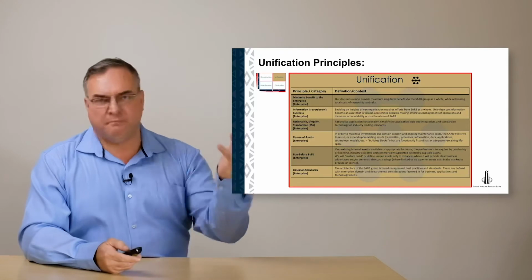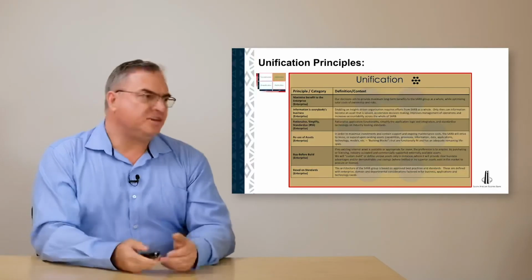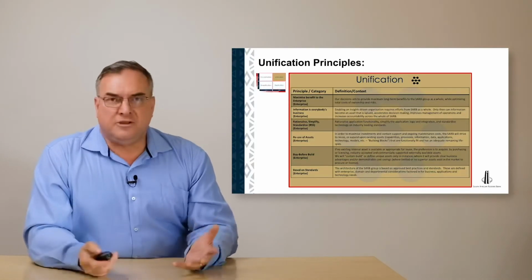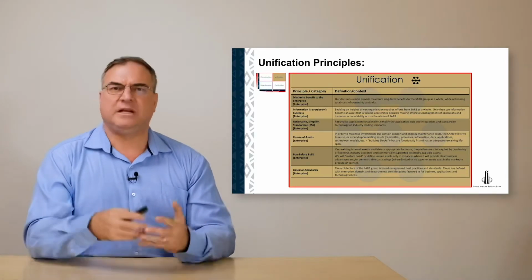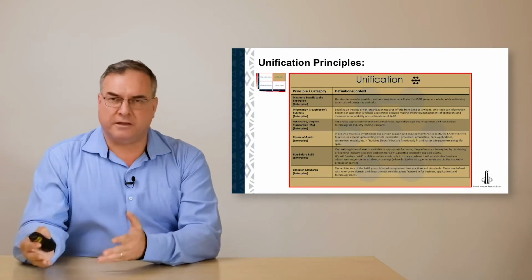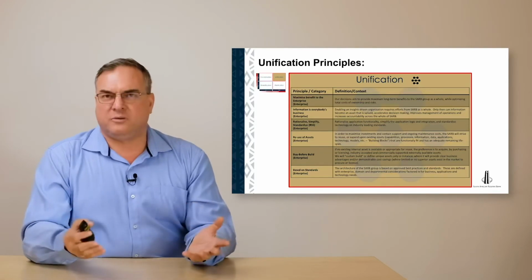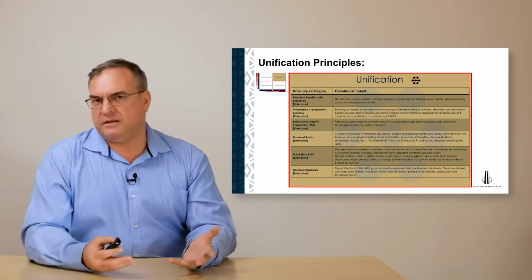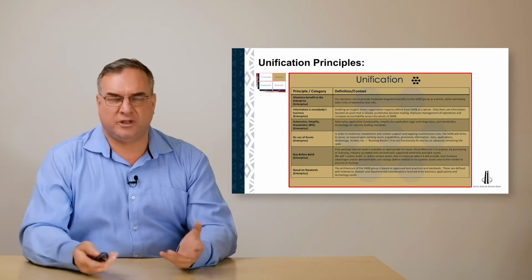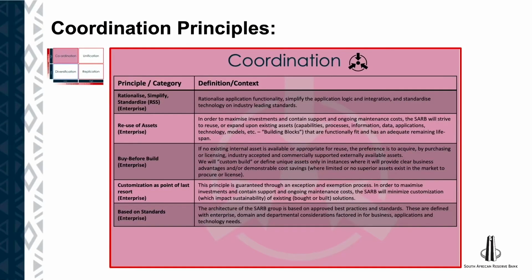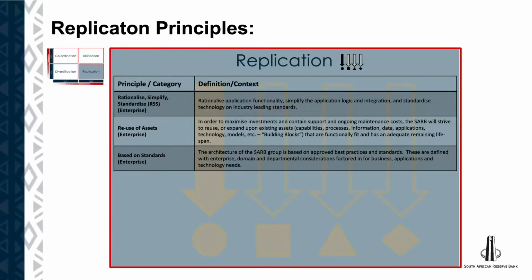So things like maximizing benefit to the enterprise definitely makes sense in a unification or even a replication model, and reuse of assets, buying before building, because when it's at an enterprise level, typically systems of record, common systems, foundational systems, they would fit well into the unified model, and you'd be expecting to be able to buy commercial off-the-shelf solutions for that. So high reliance on standards for the enterprise. Coordination, you may think around how to rationalize, standardize, and simplify to enable that coordination, or again, buying before building.